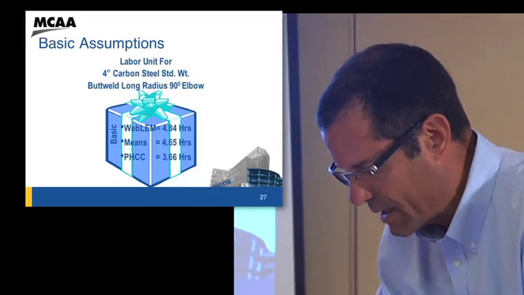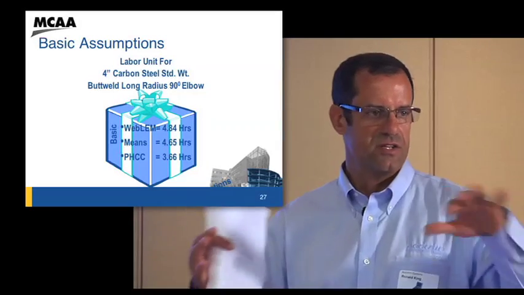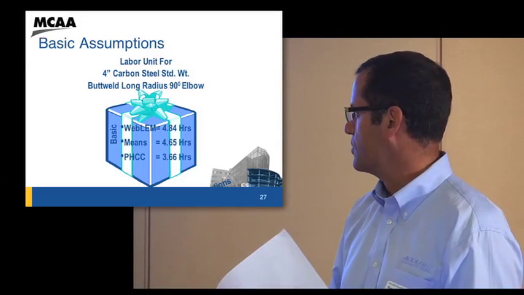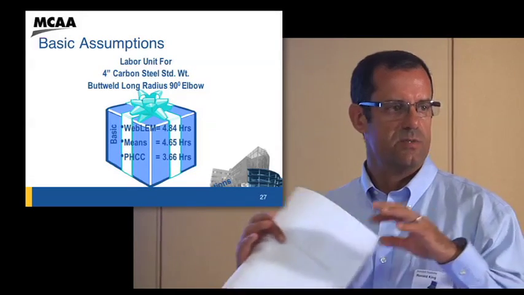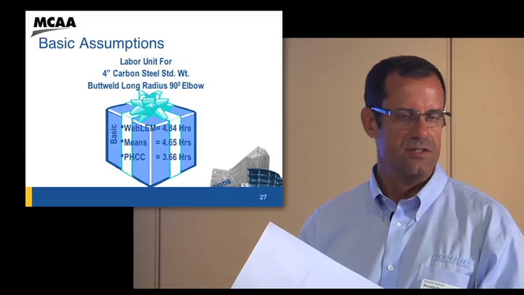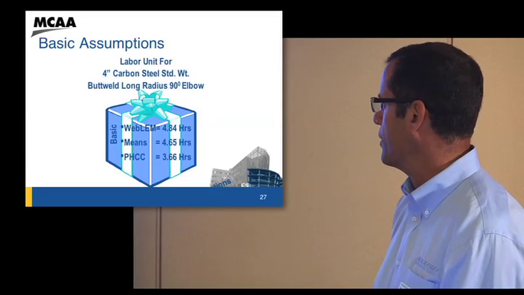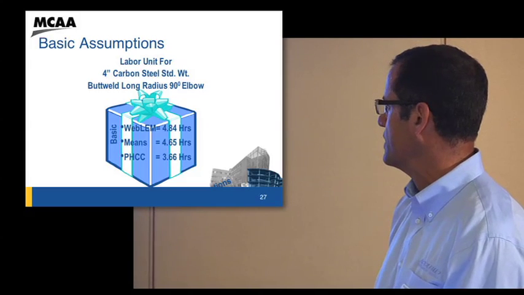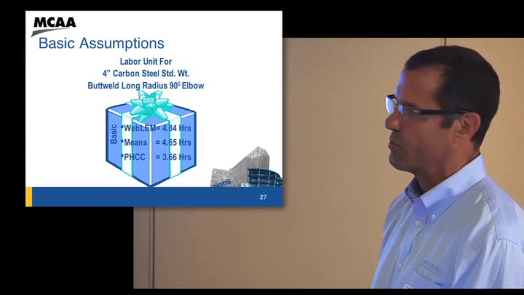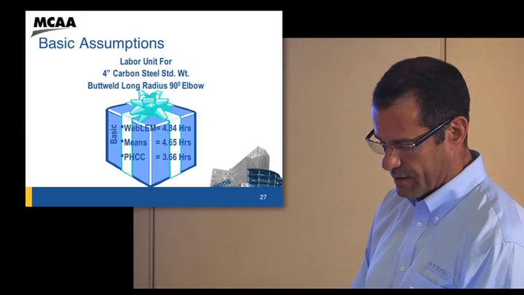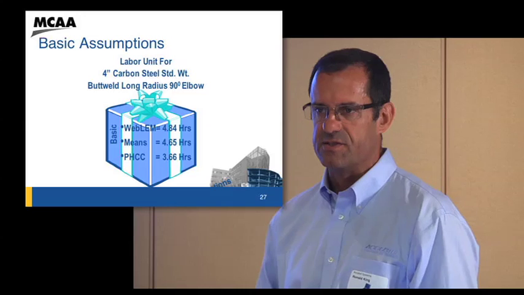Okay, so now let's talk about a labor unit for just a second. I've got a box here, and the outer walls of the box are the definitions of the basic assumptions of my estimating units. So they define what this unit is predicated on. So if I were to pull in a labor unit for MCA, the MCA WebLEM labor unit for 4-inch carbon steel butt weld 90 is 4.84 hours. And we look at Means as 4.65, PHCC 3.66.